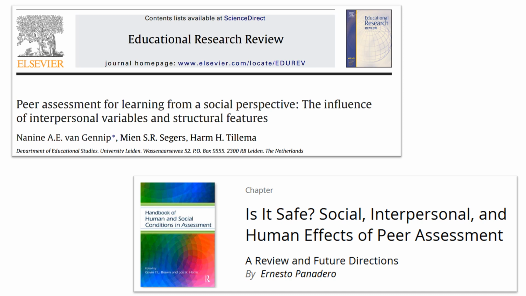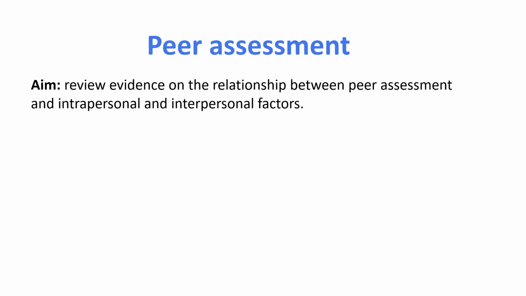Now, 8 years have gone past, and it was time to do that review again, and this is what I did with the colleagues that I mentioned earlier. In this new review, we wanted to focus on evidence on the relationship between peer assessment and intrapersonal and interpersonal factors. As you can tell, the categories are slightly different from what I used in 2016, where I had human, social, and interpersonal factors. In this new review, we focus on simplifying and integrating all the different subcategories into just intrapersonal and interpersonal factors.